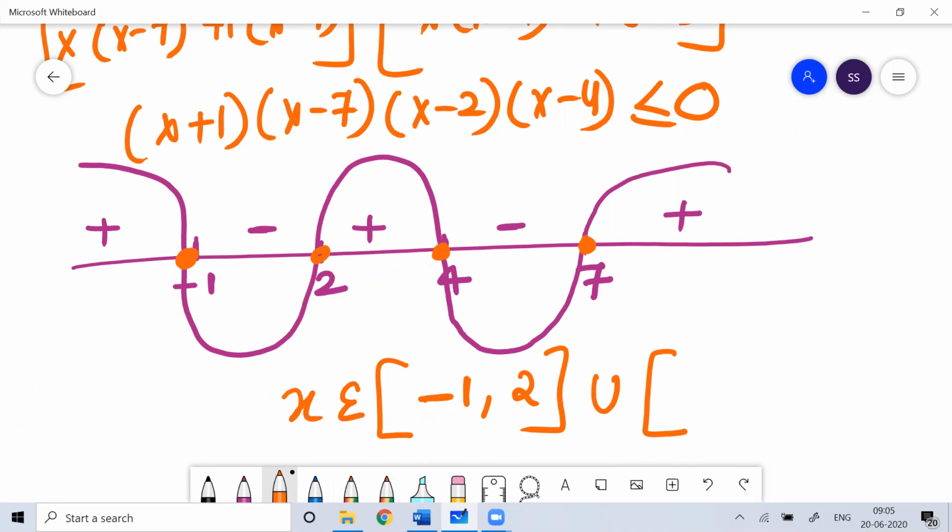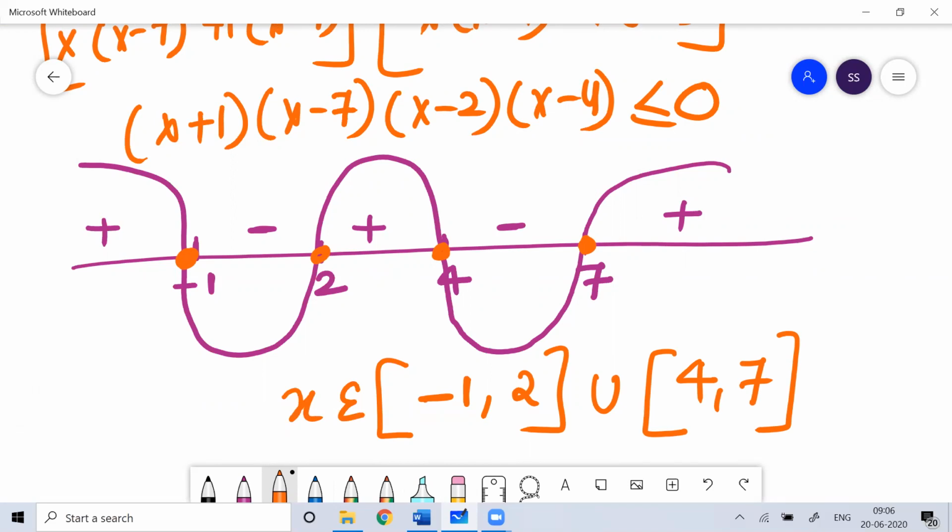So it should be minus 1 to 2, then union of 4 to 7. All these values should be inclusive. So it should be from minus 1 to 2, union of 4 to 7. So this should be less than or equal to. So all values should be inclusive of that.